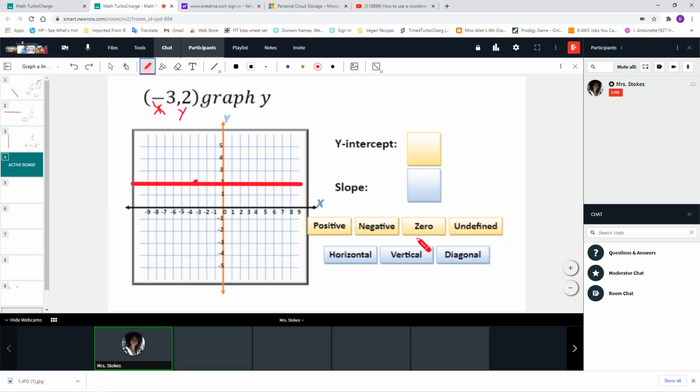Now this is a horizontal line. So once we see a horizontal line, we know that slope is considered 0 here, okay? And a y-intercept of +2, okay?